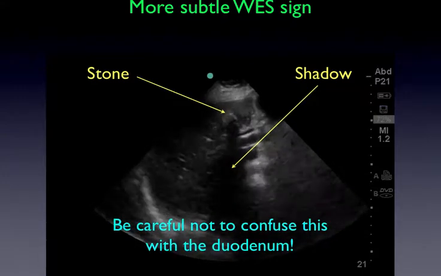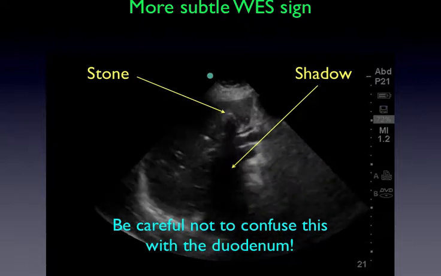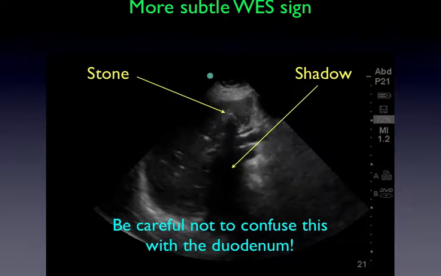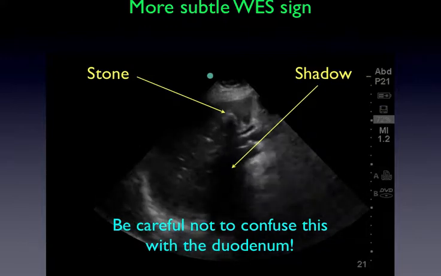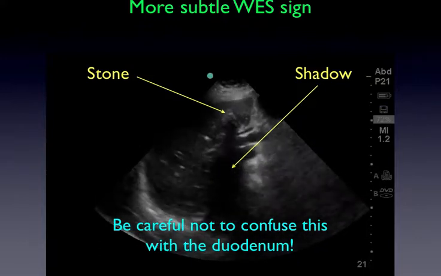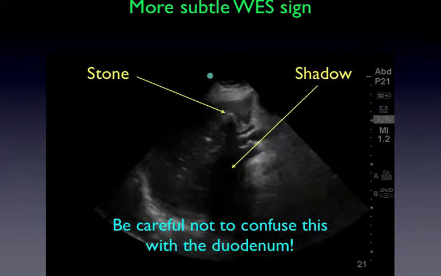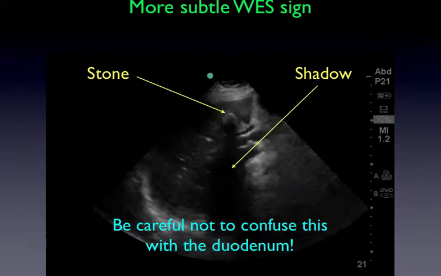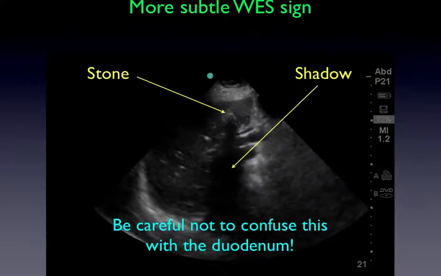But be careful not to confuse this with the duodenum. You can see how easy this would be to think that it's the duodenum, and it's just particles of food that are in the duodenum and are causing shadowing. Well, how do we know that this isn't duodenum? Well, first of all, we've looked all over and we can't find the gallbladder.